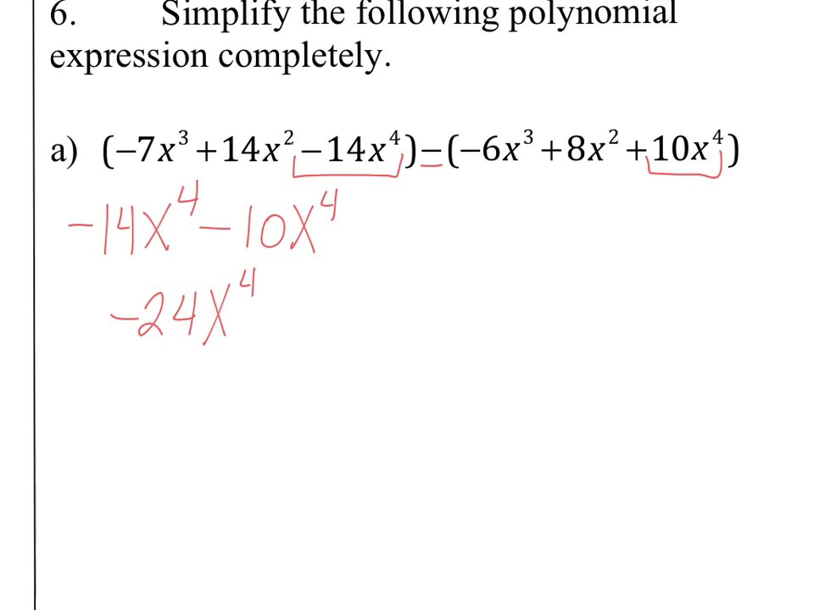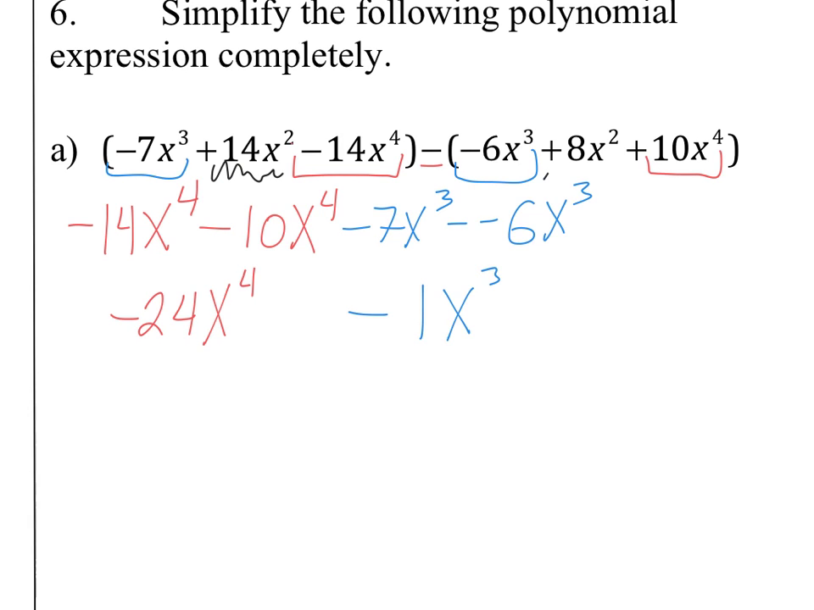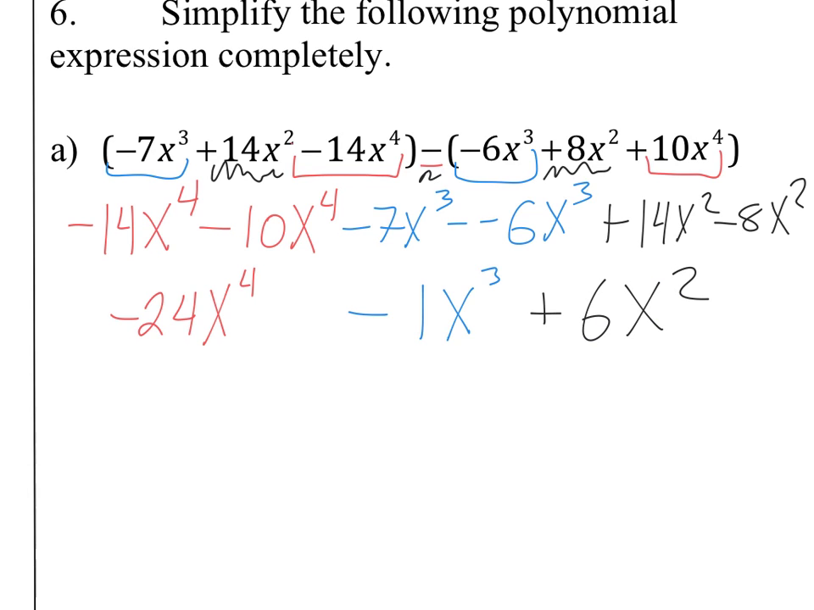Next up, I'm going to look for my next highest exponent, and that looks like 3 to me. So we're going to do minus 7x cubed minus negative 6x cubed, and that's going to be minus 1x cubed. And then finally, I'm going to look at my squared stuff. We've got 14x squared minus 8x squared, and that's going to be plus 6x squared because 14 minus 8 is 6. At this point, I am done.